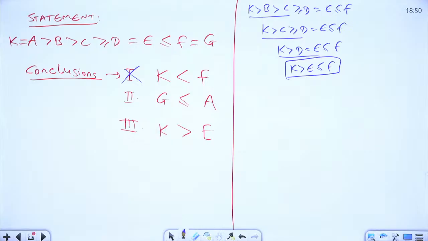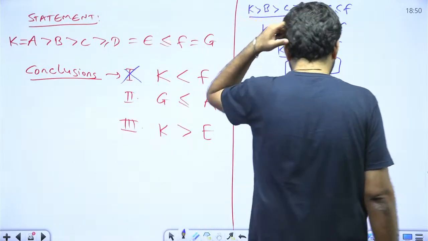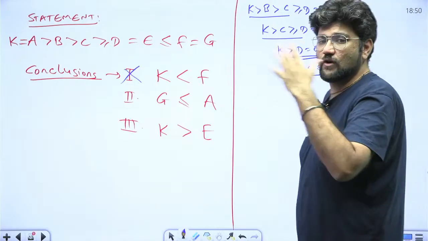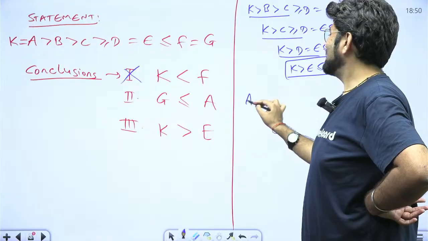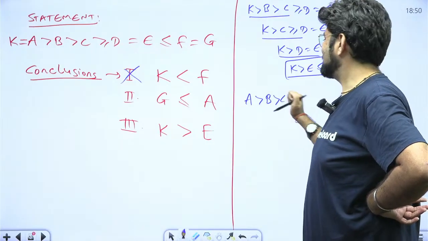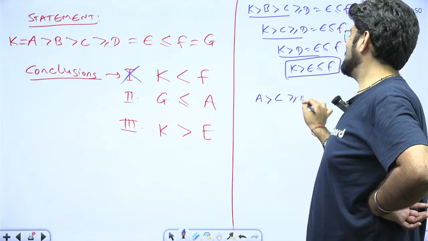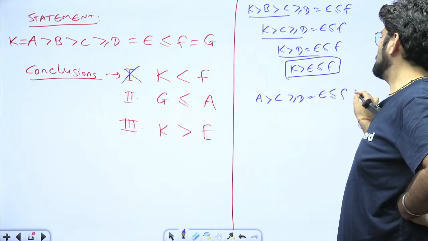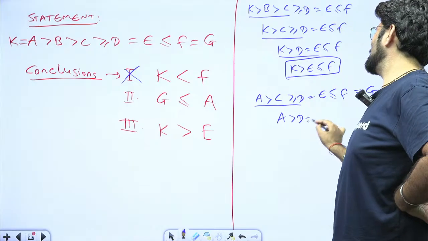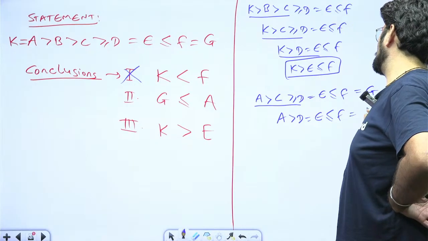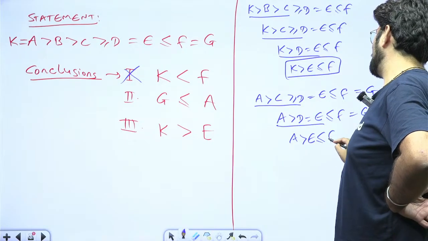Okay, what about G and A? From A and G again I'll start now. Again a lot of people have not realized anything, but still if you have, very good. If not, how is a normal student going to proceed? They're going to say A greater than B greater than C. I'll just replace it. First statement we'll do directly. A greater than C greater than equal to D equal to E less than equal to F equal to G. Then A greater than D equal to E less than equal to F equal to G. Again A is greater than E less than equal to F is equal to G.